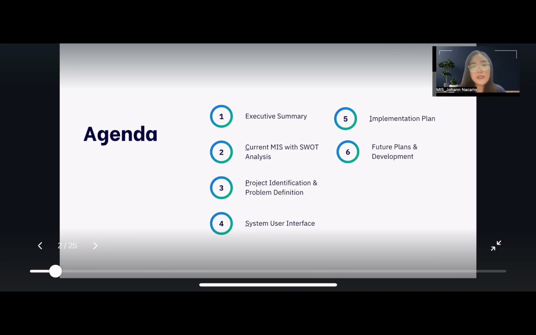So first, we will be discussing the executive summary about the business, their current MIS with SWOT analysis, the project identification and problem definition, their system user interface, the implementation plan, and of course, the future plans and development.